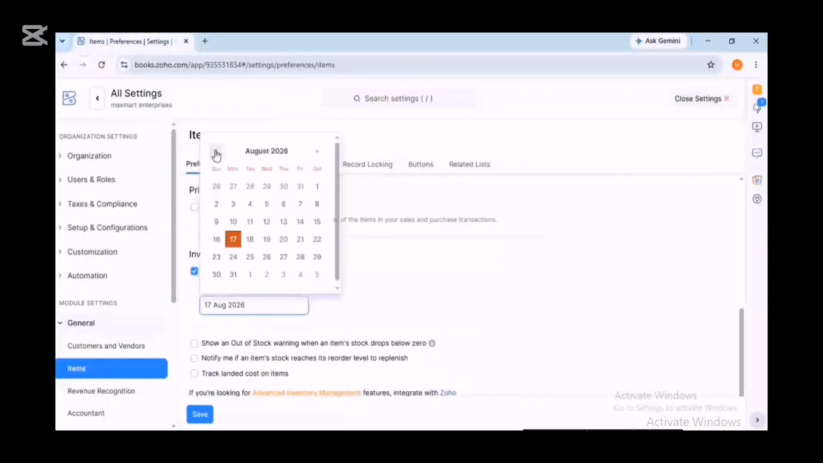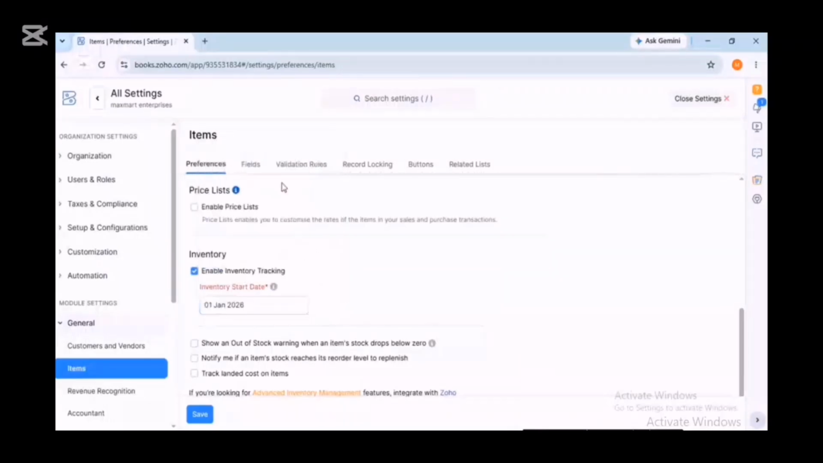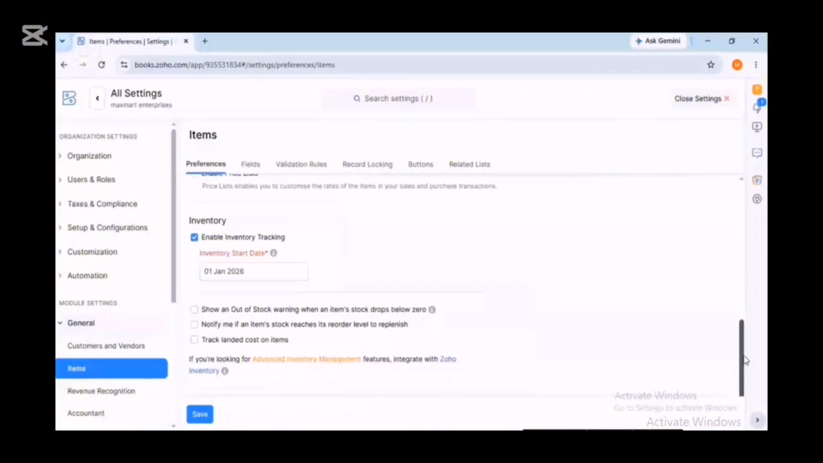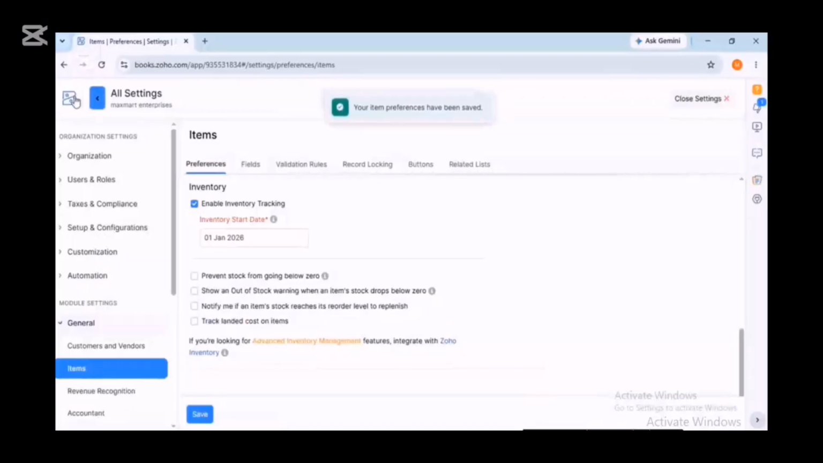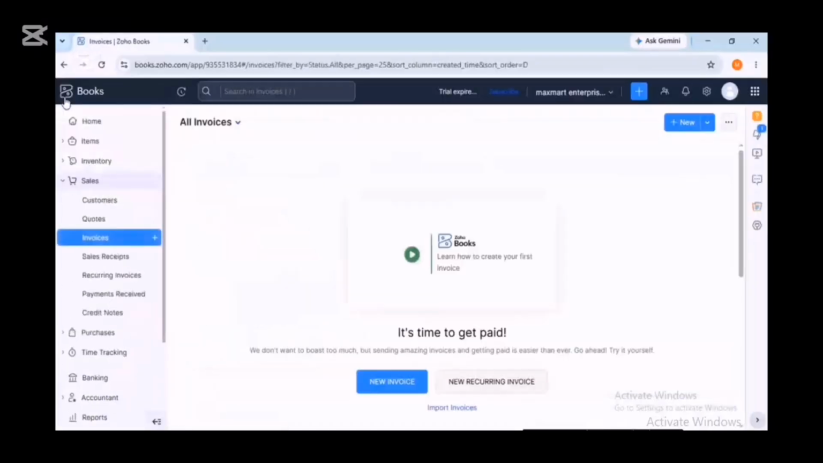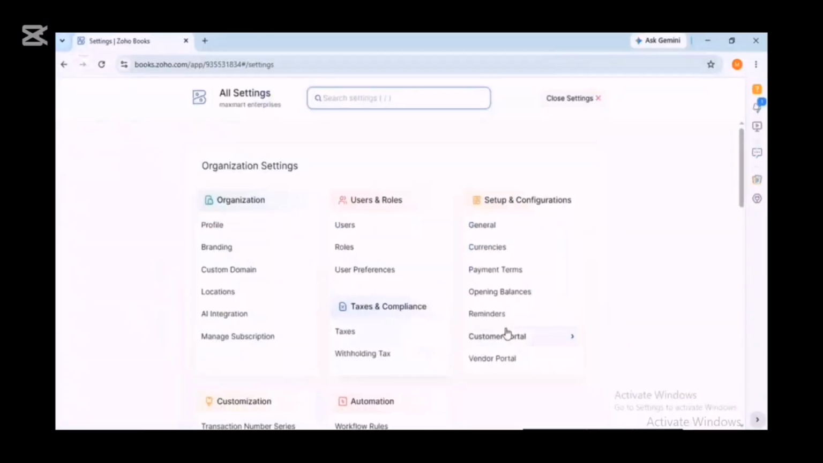The date we start tracking is 1st January 2026. So let's save. Let's return home. Alright, before I do that, let me balance.